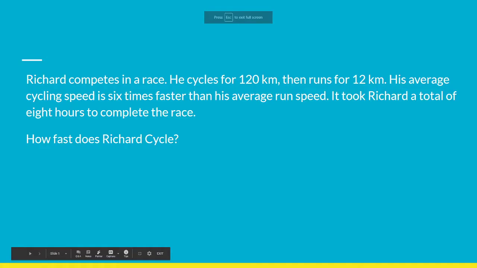We'll look at our first example, which you should see now. So Richard competes in a race. He cycles for 120 kilometers, then runs for 12 kilometers. His average cycling speed is 6 times faster than his average run speed. Really, that's just saying he cycles about 6 times faster than he runs. It took Richard a total of 8 hours to complete the race. How fast does Richard cycle?